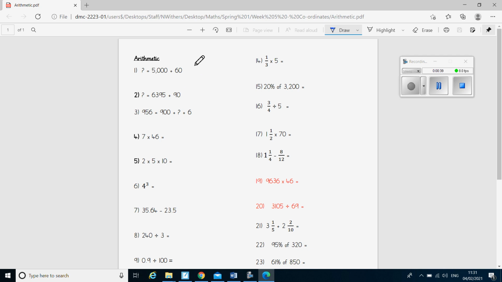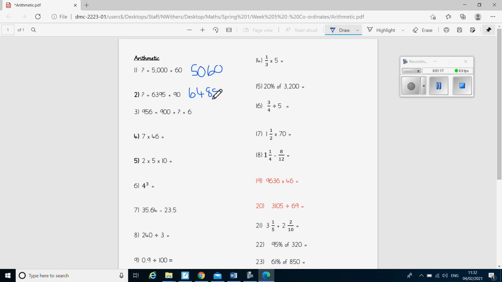Okay, the first question, we've got 5,000 add 60 equals question mark. They've just put the question mark at the beginning of the number sentence, but it doesn't make any difference to us. We're still doing an addition here. So the answer is 5,060. Question 2, they've done exactly the same thing. They've put the question mark at the beginning of the number sentence, but the question is still asking us to do an addition. So we've got 6,395 add 90, which gives us the answer 6,485.